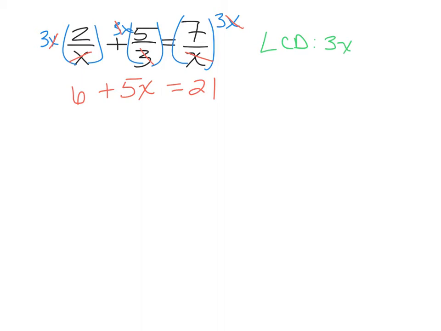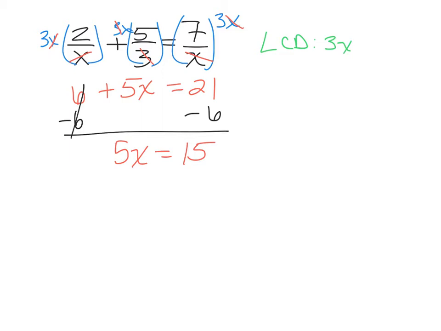Now we can solve for x. So first I'm going to get all of my x terms on the same side. So I have 5x on the left. So let's move that 6 to the right. So I'm going to subtract 6 from both sides of the equal sign. 6 minus 6 cancels, so I have 5x remaining equals, and 21 minus 6 is 15.